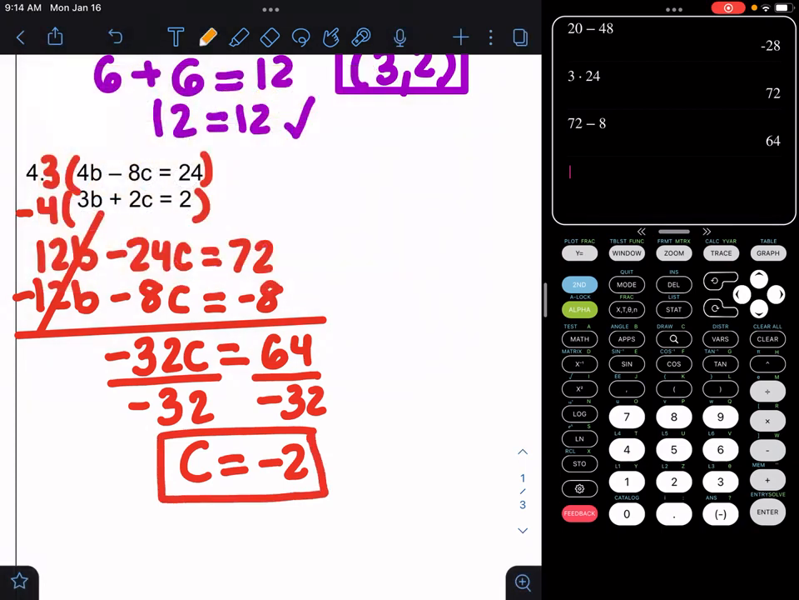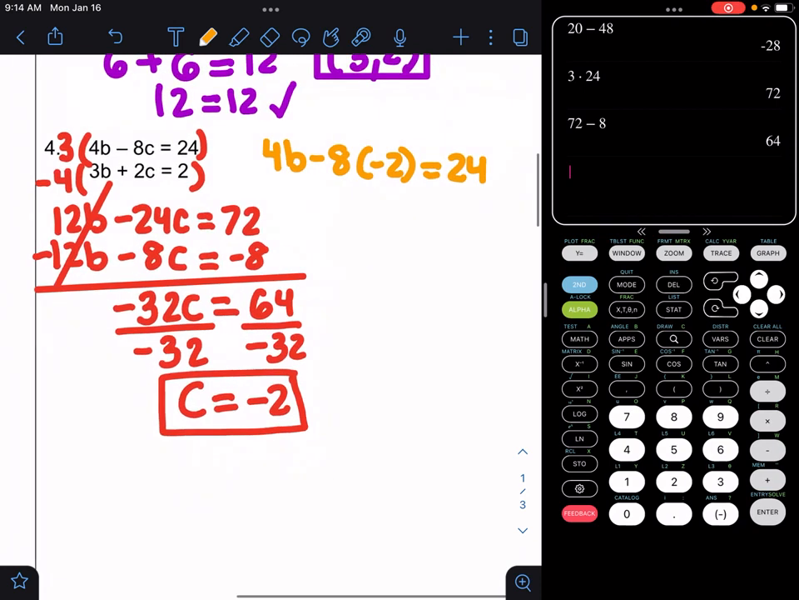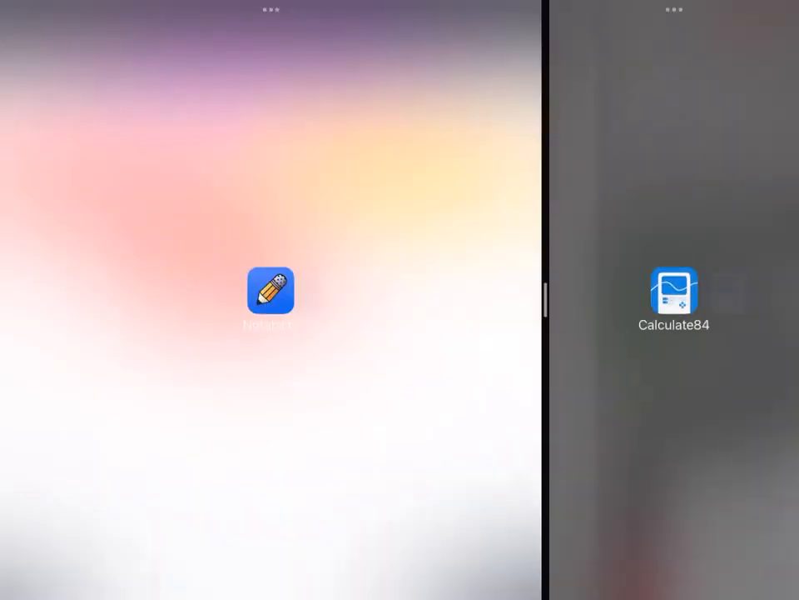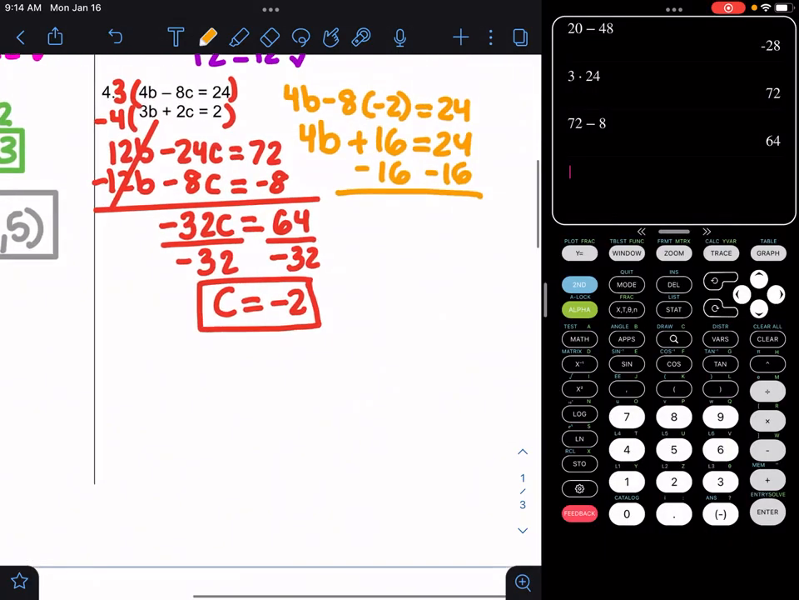Alright, now let's plug into the first equation. 4b minus 8, instead of c I'll put negative 2, and does that equal 24? Well, now we have to solve. It does equal 24. So we have 4b, negative 8 times negative 2 is positive 16, equals 24. Let's subtract 16 from both sides. I get 4b equals 8. Divide by 4, I get b equals 2.